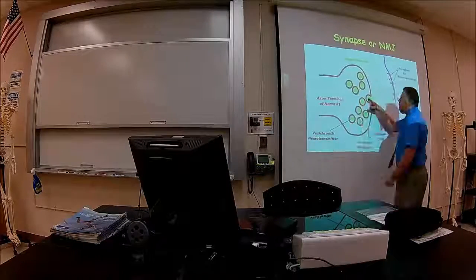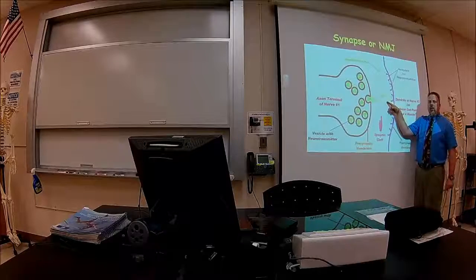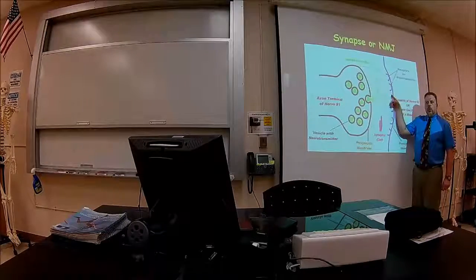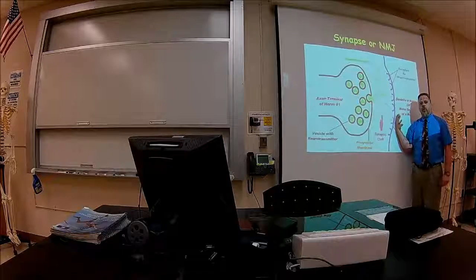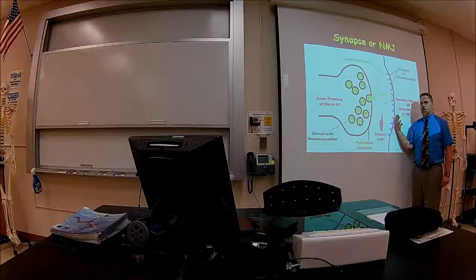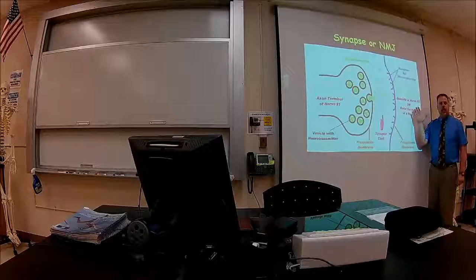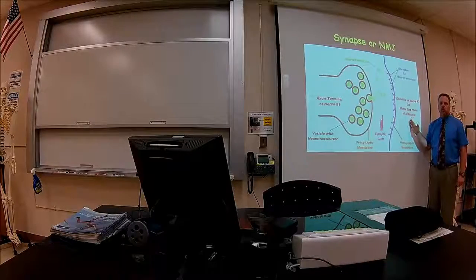So once acetylcholine gets released across the synaptic cleft, across the Delaware River, it reaches its receptors on the postsynaptic membrane. And that's going to set off an action potential in the muscle here, if this is the muscle.